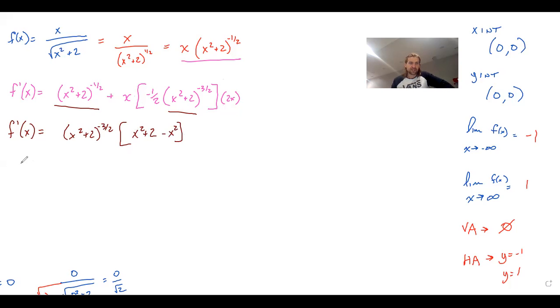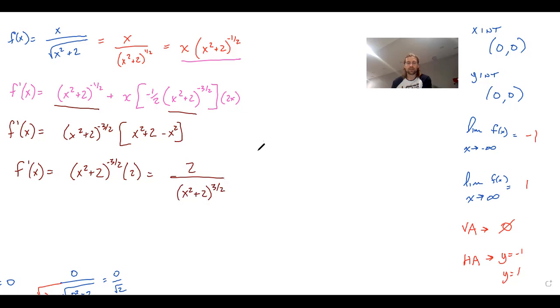So this kind of simplifies down to, well, that kind of goes away. We get (x squared plus 2) to the negative 3/2 power times 2, or that is just 2 over (x squared plus 2) to the 3/2 power.